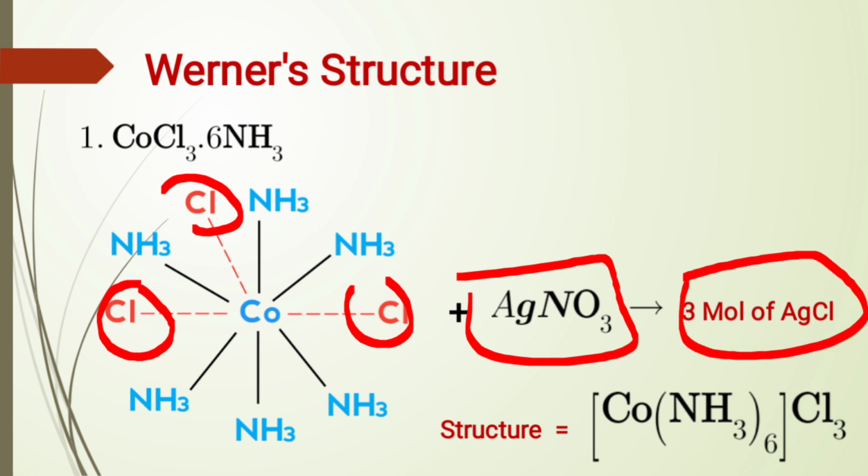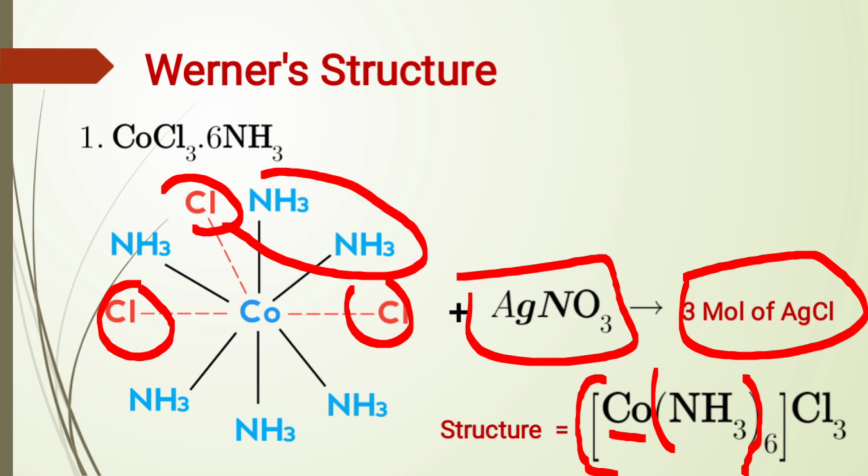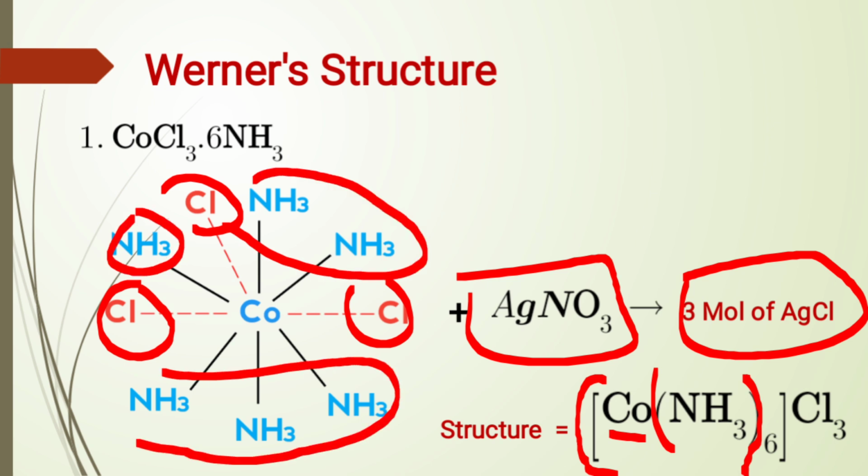Do you understand this? Yes. So the structure will be like this. Since all these 3 chlorines have gone into solution, then you draw your coordination sphere, your cobalt, then the ligands should be here. How many ligands do we have? We have 6, right? We have 6 ammonia, so therefore you have your 6 ammonia. Then outside the coordination sphere will be your counter ion. How many? 3 chlorines. Do you understand? Yes. Any question? No. It is very simple, right?